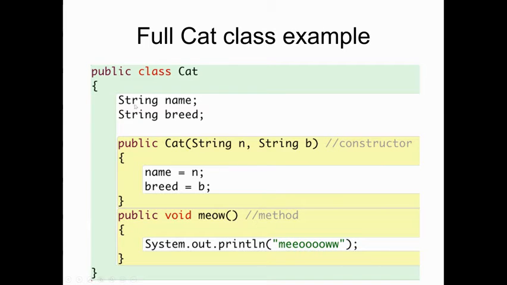Here's the full example. Public class Cat has a string for the name and a string for the breed. In the constructor here, we see that it takes in a string for the name and a string for the breed, called n and b, and it uses those to initialize the value of name and breed. And we have an instance method, and when you call it, it'll say meow.